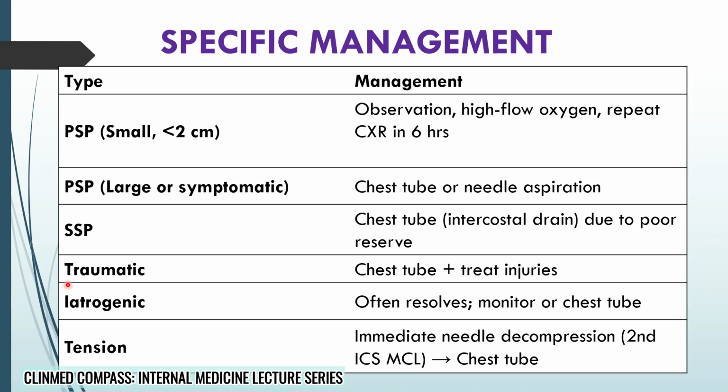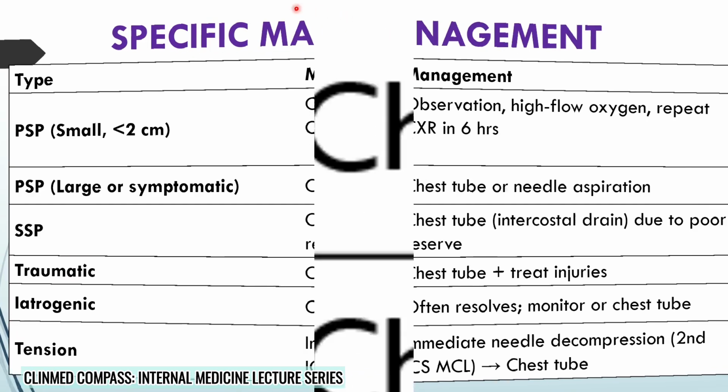For iatrogenic traumatic pneumothorax, it often resolves. Monitor the patient, or you may pass a chest tube if need be. For tension pneumothorax, immediate needle decompression at the second intercostal space, mid-clavicular line. This is followed by chest tube drainage.